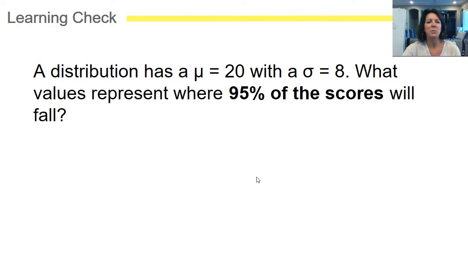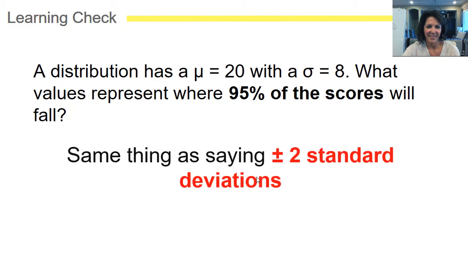Okay, a distribution has a mean of 20 with a standard deviation of 8. What values represent where 95% of the scores will fall? It's the same thing as saying plus or minus 2 standard deviations. I only do this to illustrate that you can say it one of two ways. You can say plus or minus 1 standard deviation, or 68% of the scores. Or you can say plus or minus 2 standard deviations means 95% of the scores.